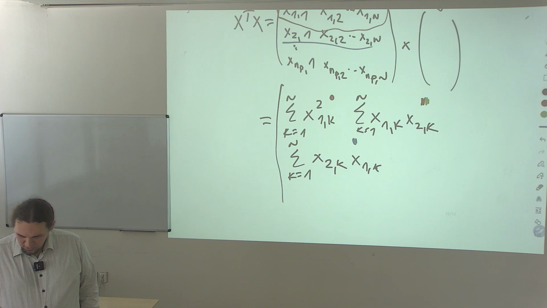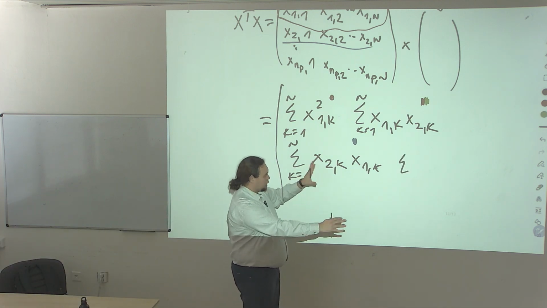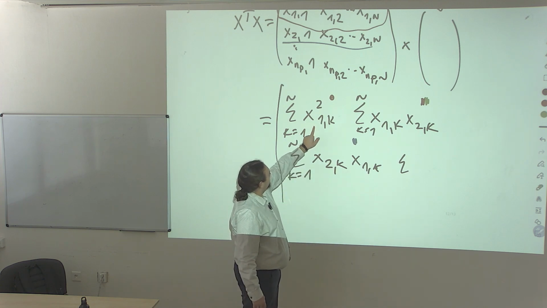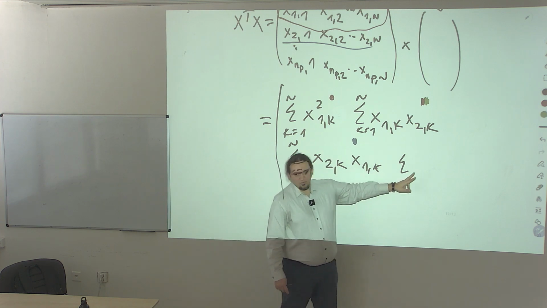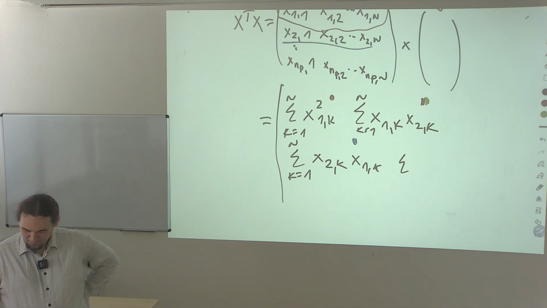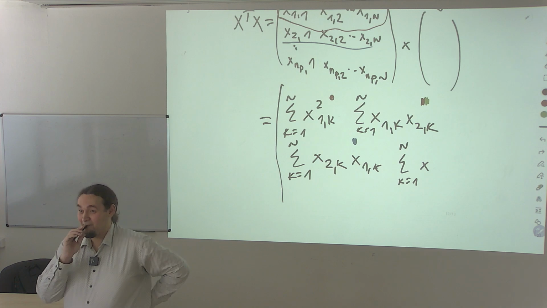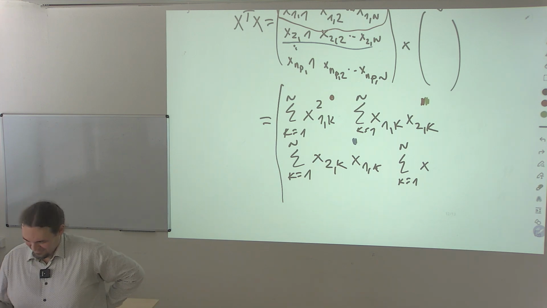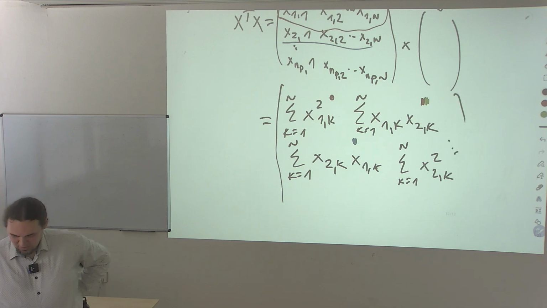So with this logic, we can of course continue. What should be the element? I know it looks messy. We will tidy it up. So we have first row, first column, first row, second column, second row, first column. What should come here? Second row, second column. I revealed too much. x2k squared, perfect, and so on and so forth.